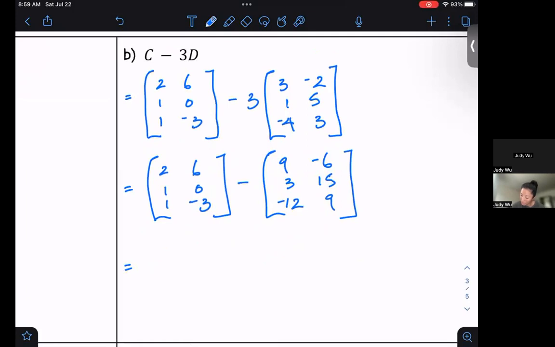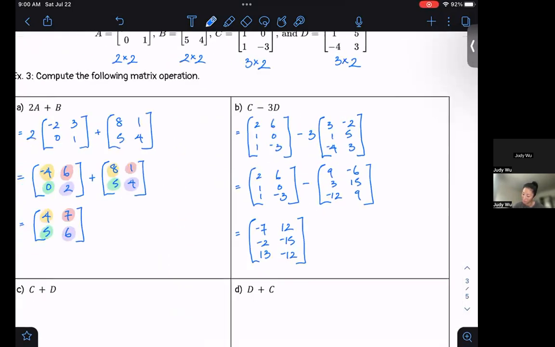Last but not least, we're going to combine all the terms in the same spot using subtraction. First, 2 minus 9 is -7. Then 6 minus -6 is 12. 1 minus 3 is -2. 0 minus 15 is -15. 1 minus negative 12 is 13, and negative 3 minus 9 is negative 12, all right?